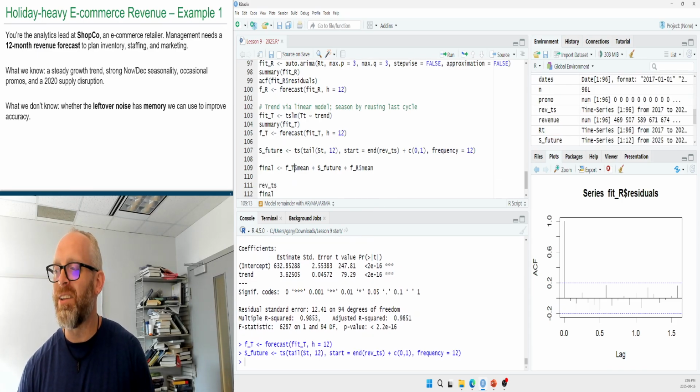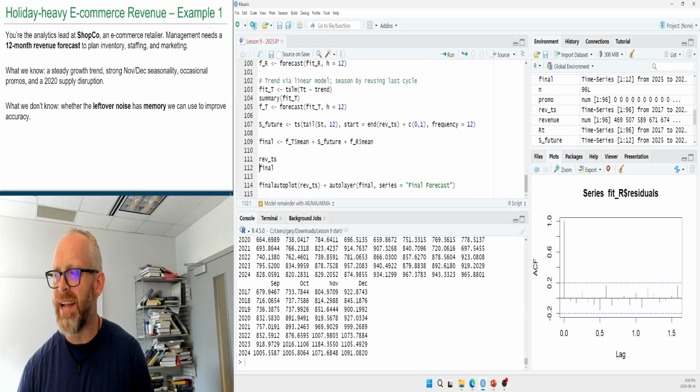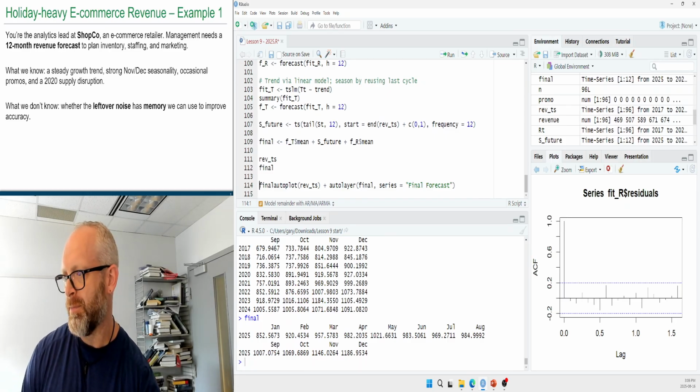So putting this all together, I'm going to take the average outcome for, again, the future values predicted 12 months into the future. I'm taking that future vector, or the seasonal vector that was just created, and again, the forecasting for the remainder, putting that all into final. Now, if I look at my original time series data and what we just created here, I'll plot this in just a second.